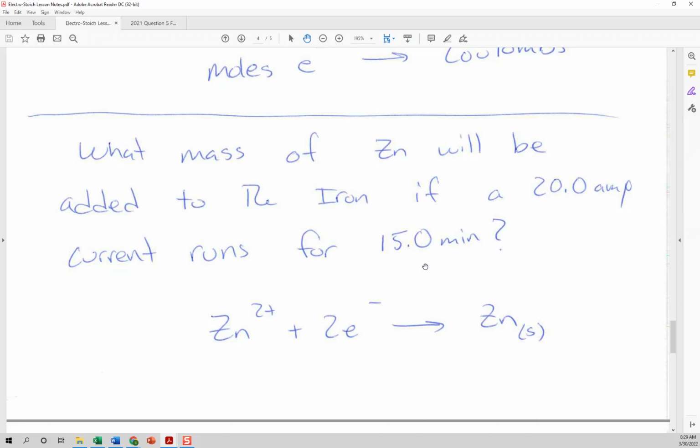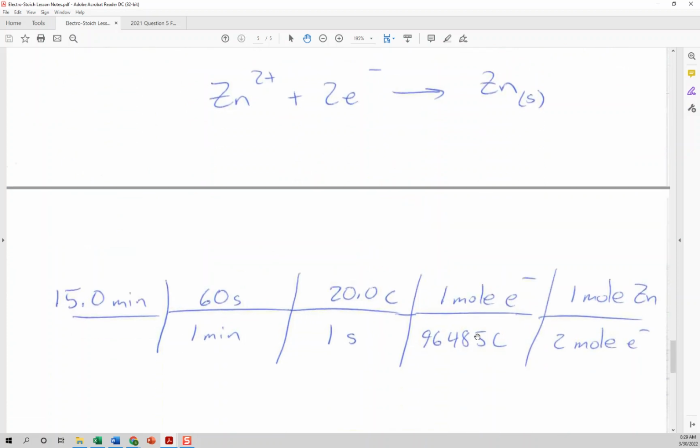All right, so what we got to do is get 15 minutes and 20 amps, and we got to get that to moles of electrons. Once I get moles of electrons, times 1/2 will give me moles of zinc, and then times the molar mass of zinc will give me the mass of zinc. All right, so here's the essential setup.